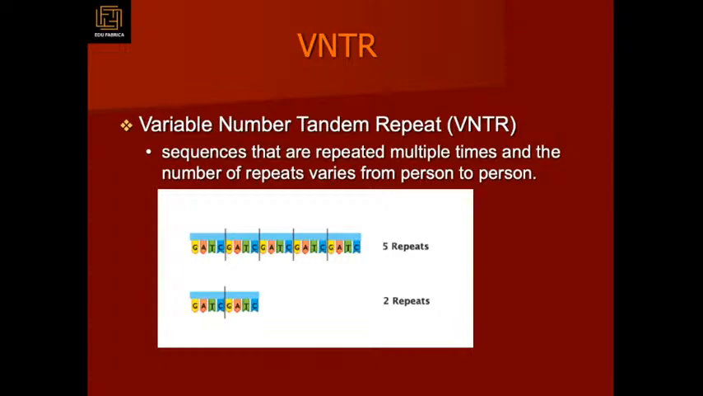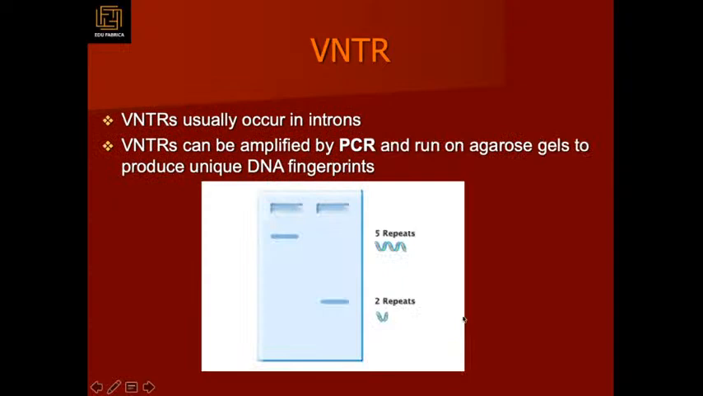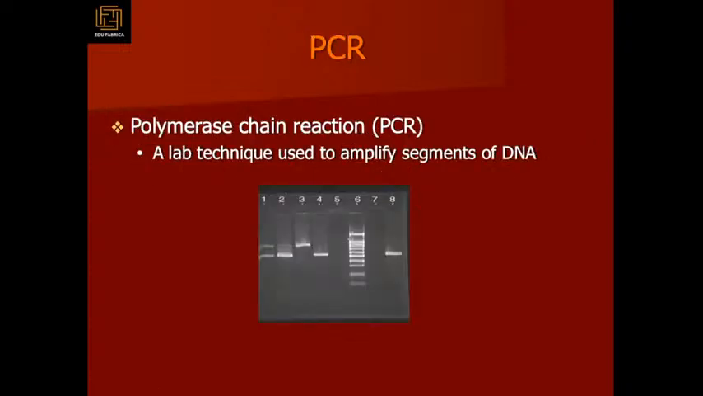Then comes the variable number tandem repeats, VNTRs, which are sequences repeated multiple times, and it varies from person to person. So in individual one, it might be repeated 5 times. In individual two, it might be repeated 2 times. GATC, GATC, GATC, like this. And then they're mostly occurring in introns, and we can amplify them with PCR and then run them on agarose gels to produce unique fragments.